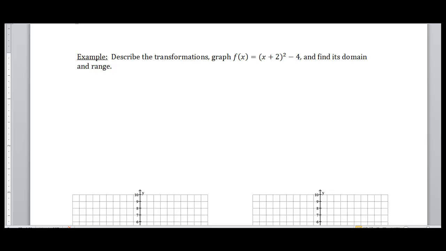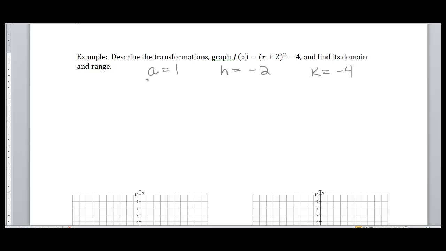In this example, it says to describe the transformations and then graph f(x) = (x + 2)² − 4 and find its domain and range. So I'm going to look at this function. I've got to be able to look at a. Here, my a in this example is 1, my h in this example is −2, and my k in this example is −4. If you can't figure that out, make sure you go back a couple of videos so you can pick those things out.